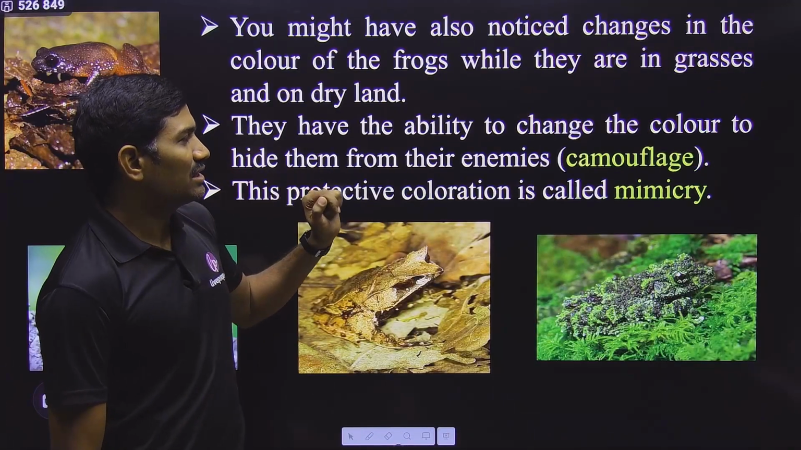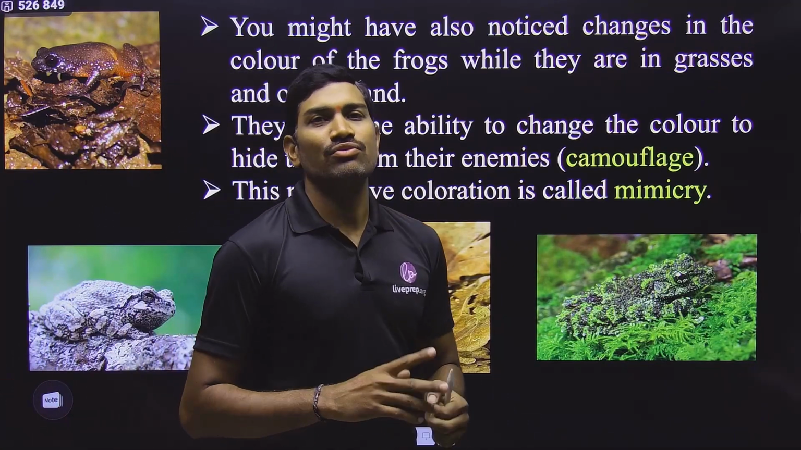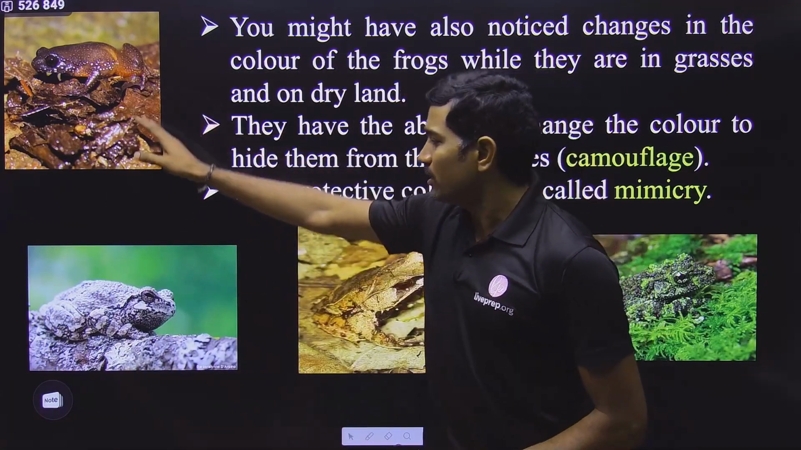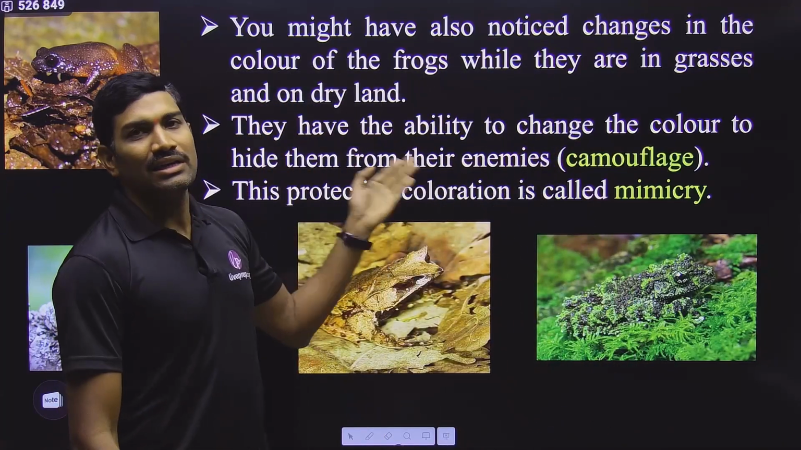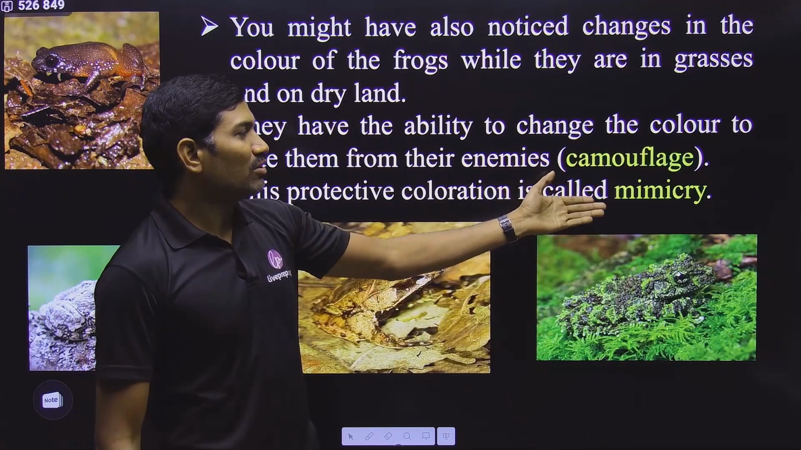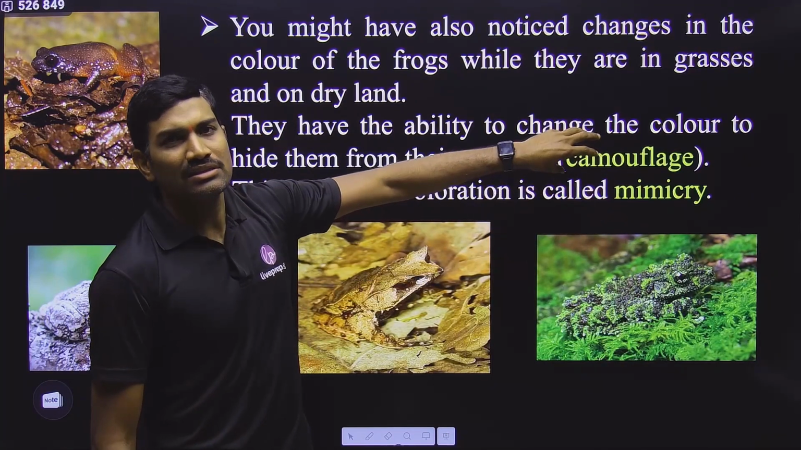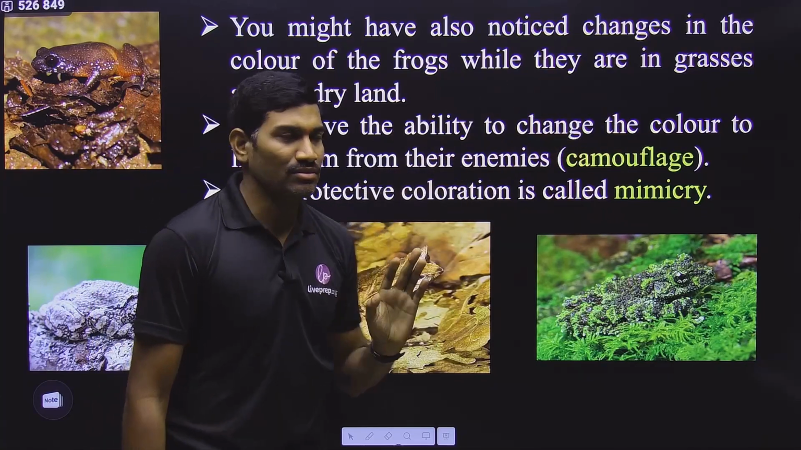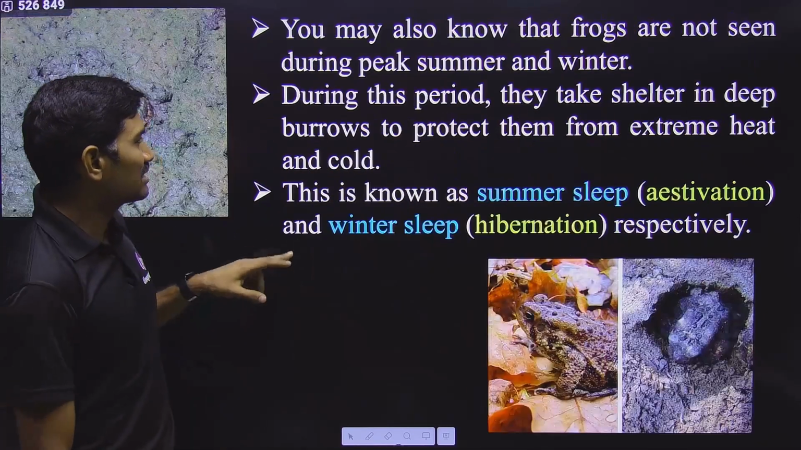Next one, they are talking about the camouflage. What is this camouflage? Generally these frogs are able to change their body color according to the surrounding conditions. This type of adjustment of their body color to the surrounding is simply called mimicry, and technically it is called camouflage. So in this way they are mimicking the surrounding conditions. This is what they are saying here.